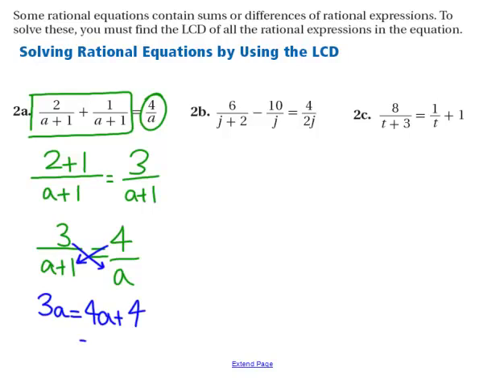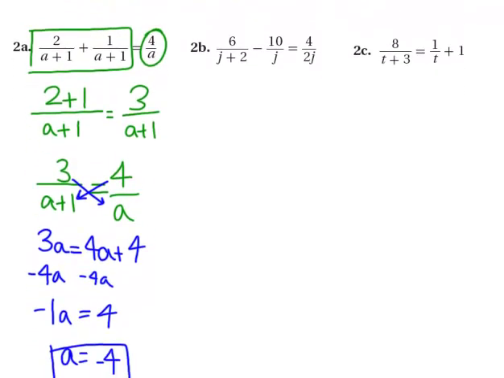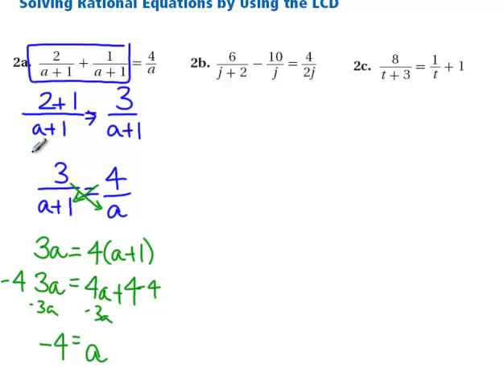If I move my 4a's over, I get negative 1a equals 4, which means that a is negative 4. And we can still check these ones. I suggest you plug it back into the original equation. So plug negative 4 back in here. Equals a.